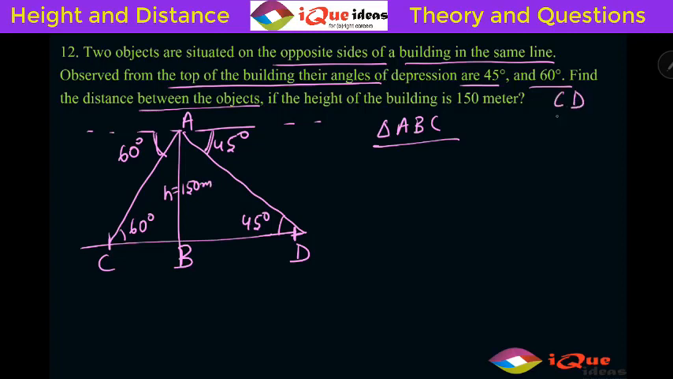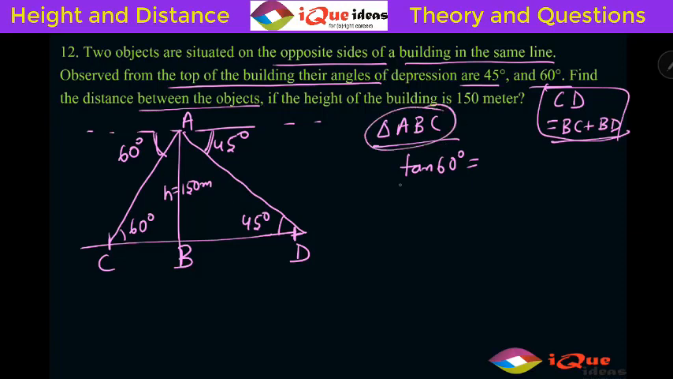The only thing is this CD in this case is BC plus BD. You have to be careful about it. This is what we have to find. Now in the triangle ABC, tan 60 degrees, all the calculations I think are going to be the same, right? So tan 60 degrees will be equal to, you can see, H upon BC.